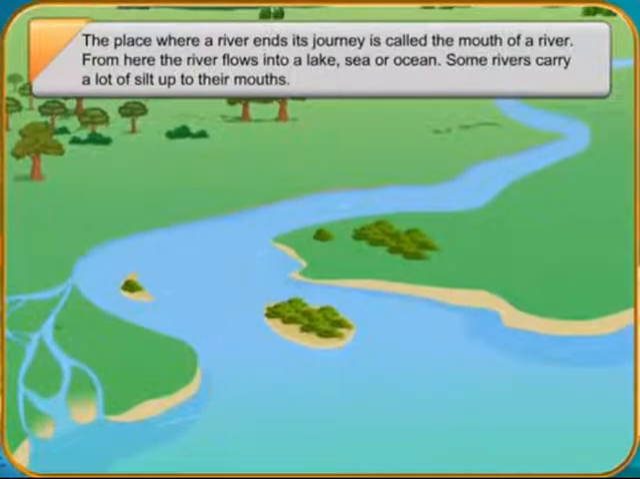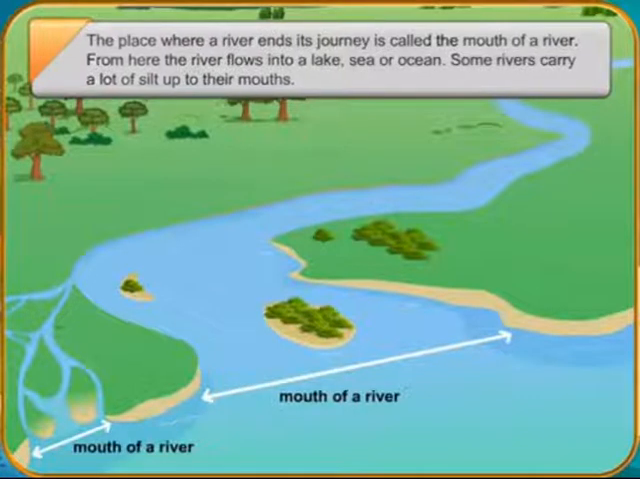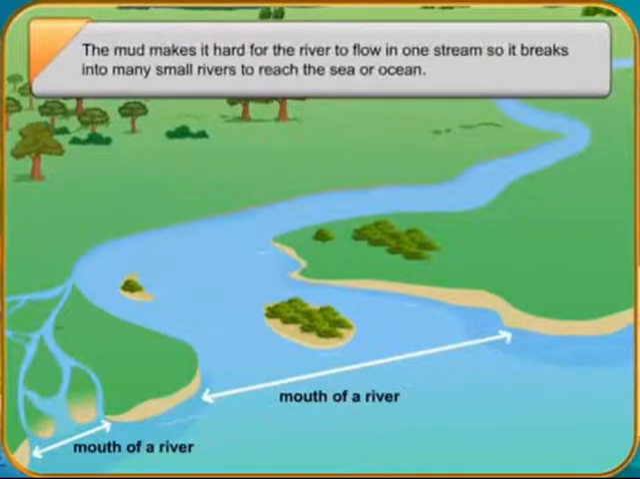The place where a river ends its journey is called the mouth of a river. From here, the river flows into a lake, sea or ocean. Some rivers carry a lot of silt up to their mouths. The mud makes it hard for the river to flow in one stream, so it breaks into many small rivers to reach the sea or ocean.